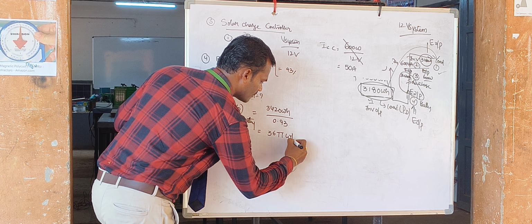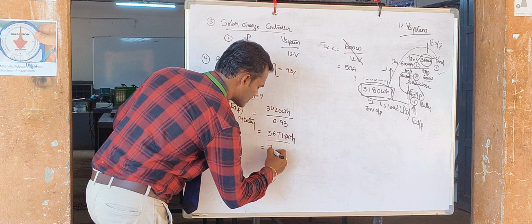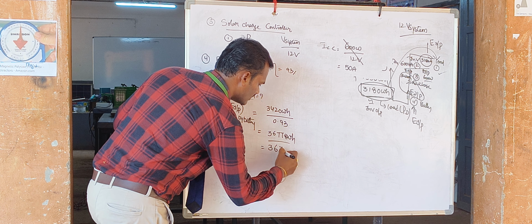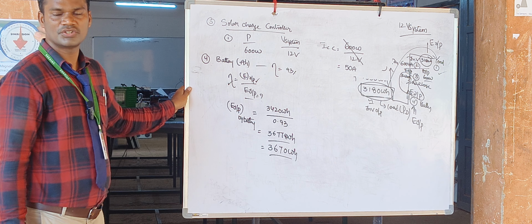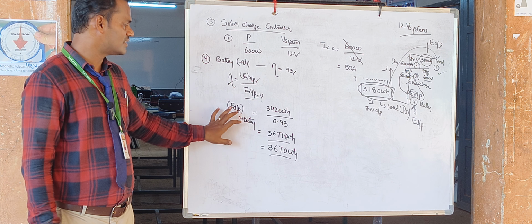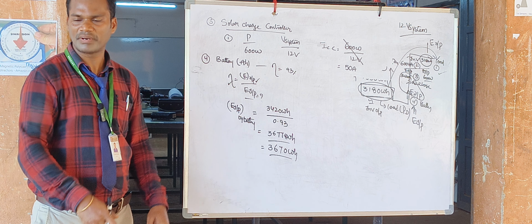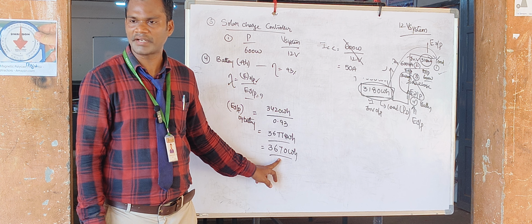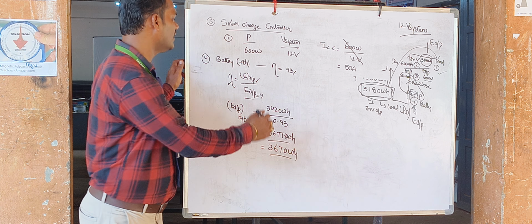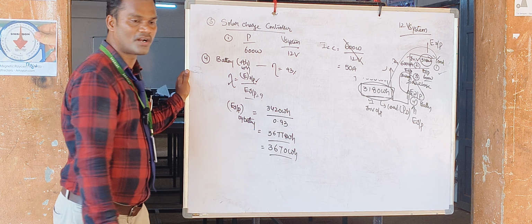Okay, 0.41. I'm rounding this as 3670 watt hour. 3670 watt hour is the energy to be supplied by the battery. But generally now we want to buy a battery. If we go and ask with this specification, they will not give you a battery. We want to ask for the battery either in ampere hour specification or watt hour specification.